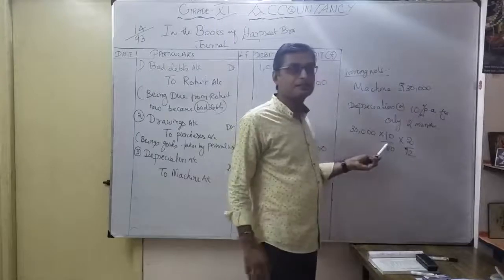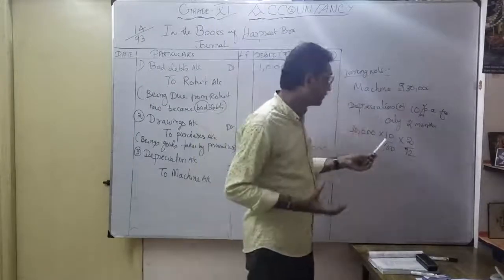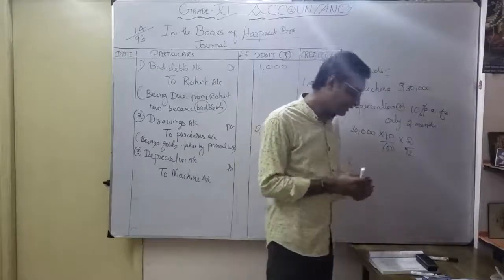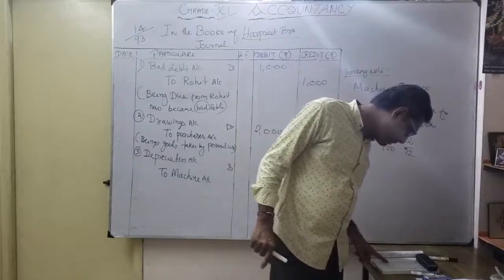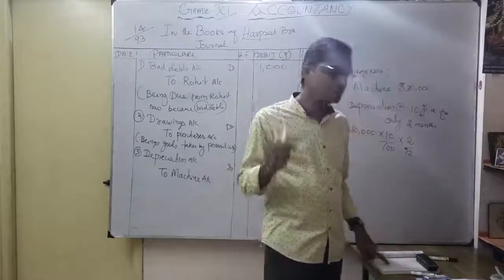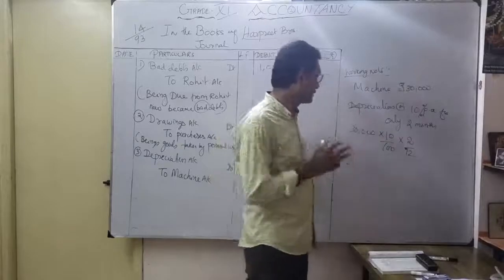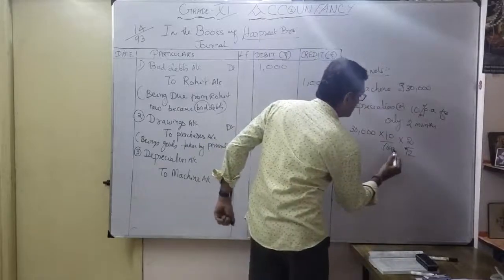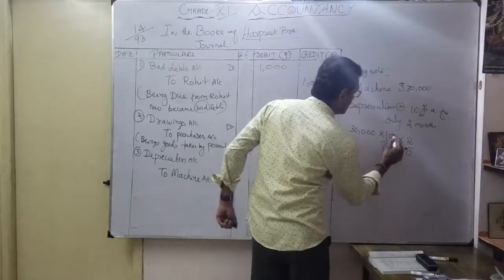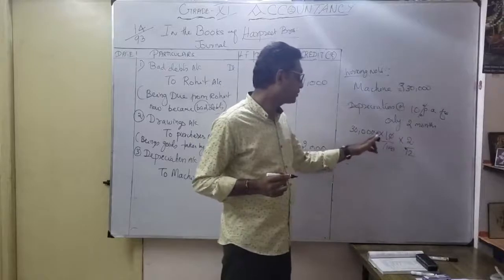Depreciation is charged at 10% for 2 months. They have given in the transaction that the depreciation is charged at 10% per annum for 2 months. The machine value is 30,000. So how to simplify here? Here 20, here 10, I cut it. Understood? Here 20, top also 20, cut it.